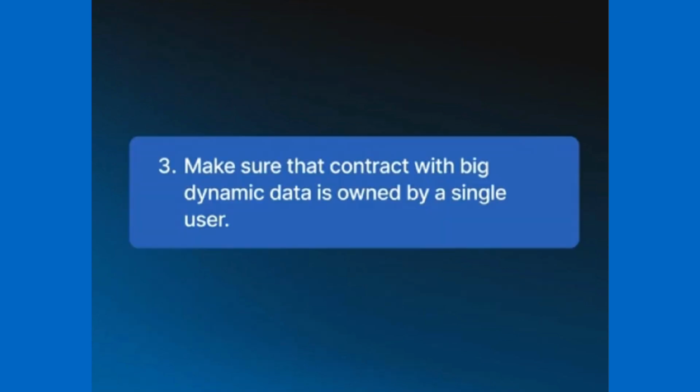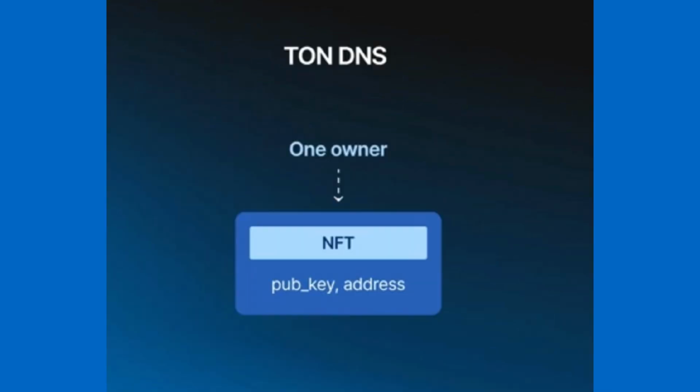And third priority, if you need to have a list and it should be dynamically growing, then at least make sure that this contract is owned by a single user and they have the exclusive right to control its storage. A simple example are the records in the Ton DNS items. So Ton DNS, the main name, is a collectible non-fungible token that may have arbitrary number of additional records associated with it. So you can specify a public key, a public website address, maybe some additional attributes.